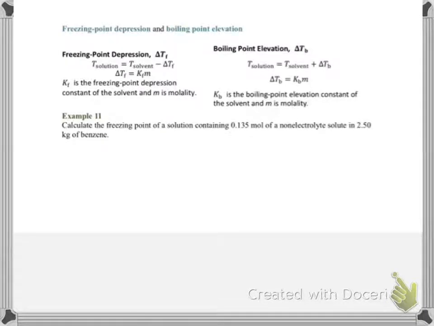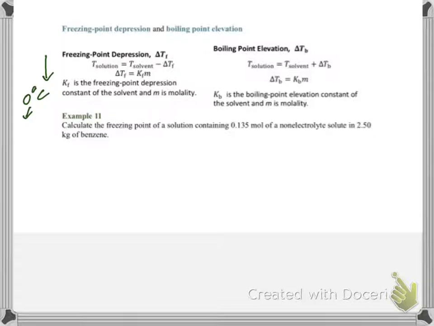Let's continue with the freezing point depression and boiling point elevation colligative properties. I already explained in my last video that if you have a pure solvent and you add some solute into it, then the freezing point of the pure solvent decreases. Let's say water is 0 degrees Celsius. If you're adding a solute, it will not freeze at 0, it will freeze at a temperature lower than 0 degrees Celsius.